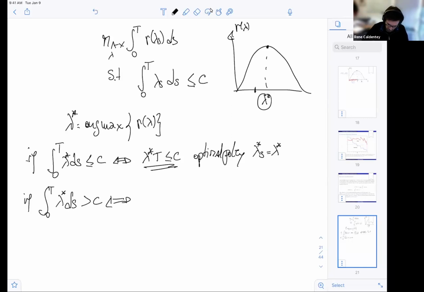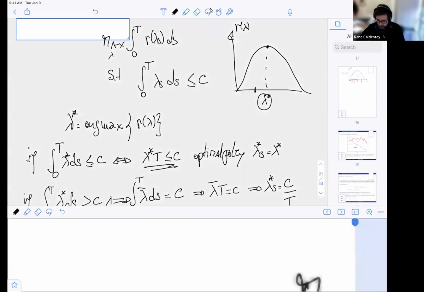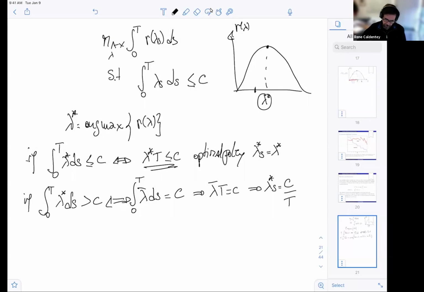So essentially, you're going to solve for a lambda. Let me put a bar on it, such that the integral from 0 to t of this lambda ds is equal to c. So essentially, you want lambda bar times t to be equal to c. So lambda(s) in this case will be equal to your capacity divided by t, right? So this is the optimal policy, and that's basically what you want to do in this very simple problem.